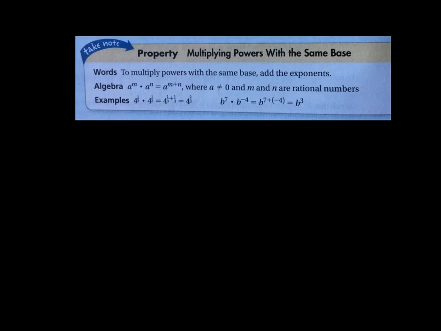To multiply powers with the same base, add the exponents. And then the algebra line, this one here, a to the m power times a to the n power equals a to the m plus n, where a does not equal 0 and m and n are rational numbers. So that needs to be in your notes. And then write these examples down if you haven't already taken quality examples, okay? And also, if there are questions you have about scientific notation or anything that we've covered, write them down right now so that you can ask them as soon as we get started in class.